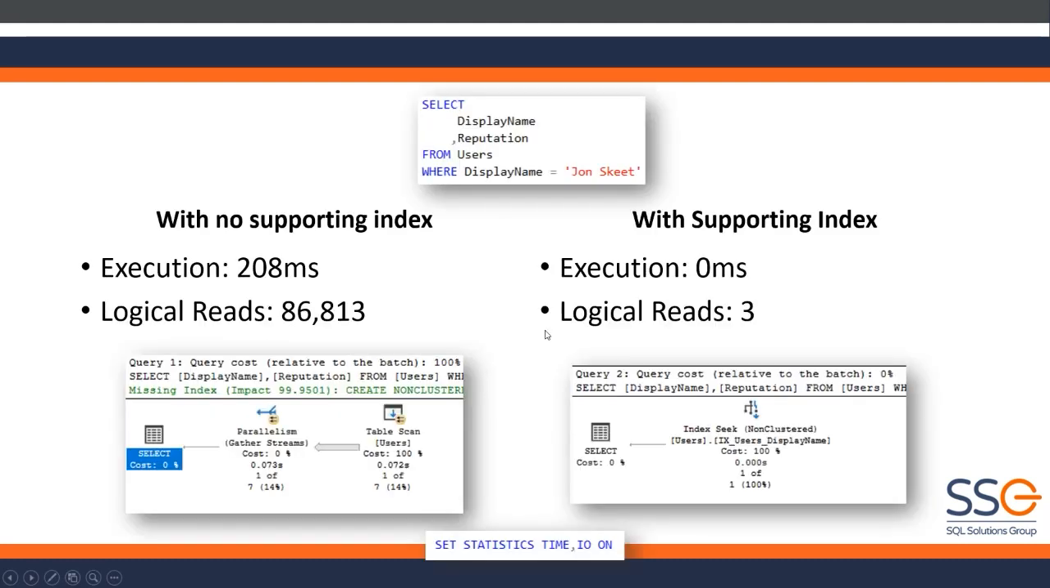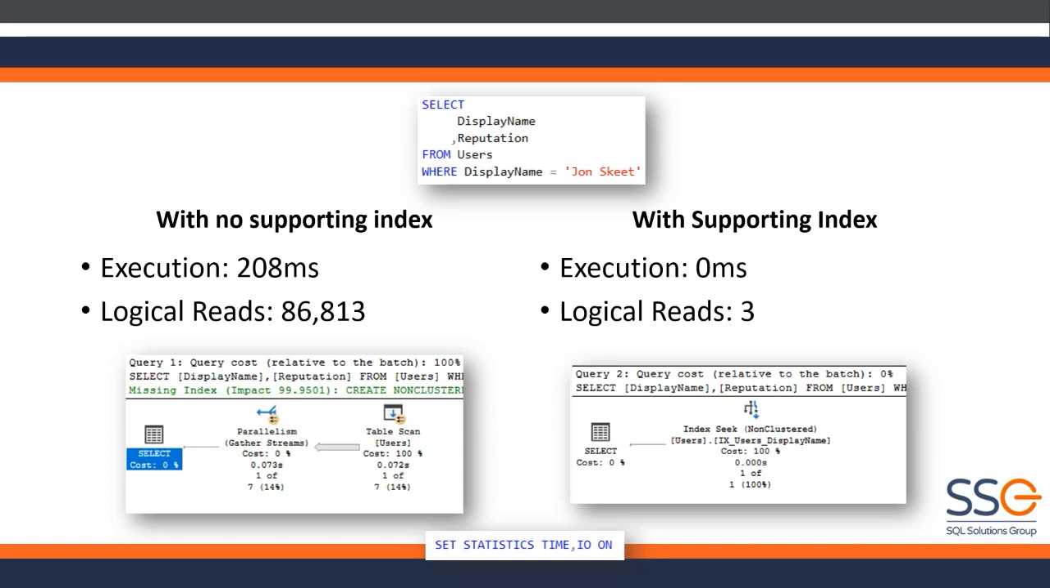At the top here, this is my query. I'm looking for a guy called John Skeet. He's got the highest reputation on Stack Overflow. I'm searching, my predicate is on display name equals John Skeet. And I'm returning display name, but I'm also returning reputation.